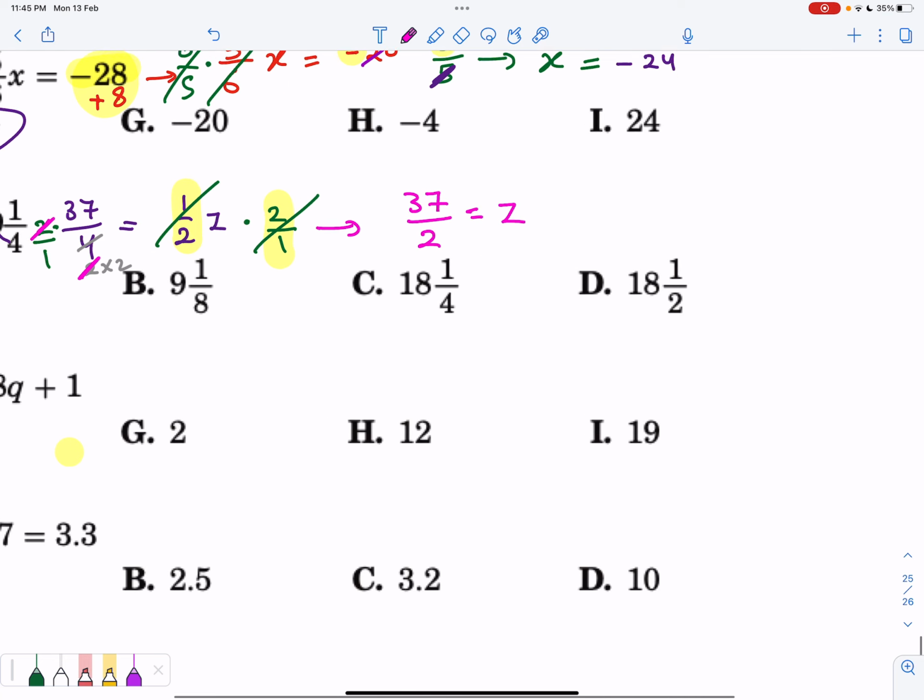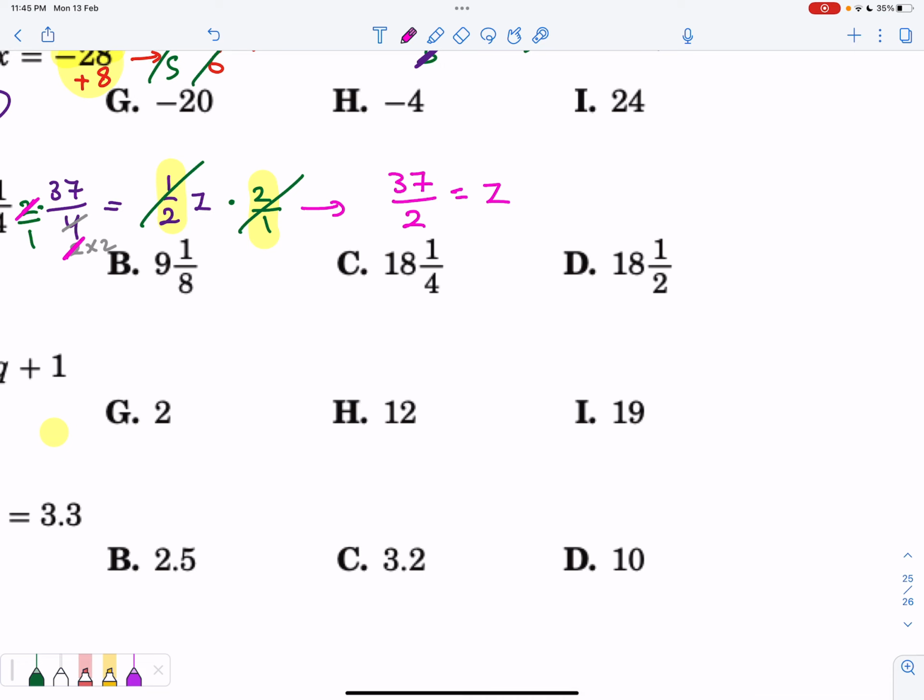But now we just need to write that as a mixed number instead of an improper fraction. Now let's see what I can say. I can say the 37 is equal to 36 over 2 plus how much? Plus only 1, right? 1 over 2. All of that is equal to z.